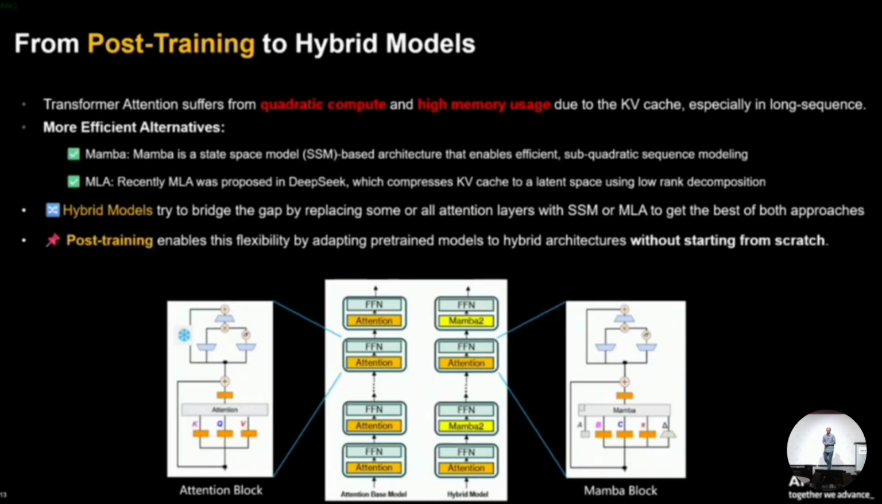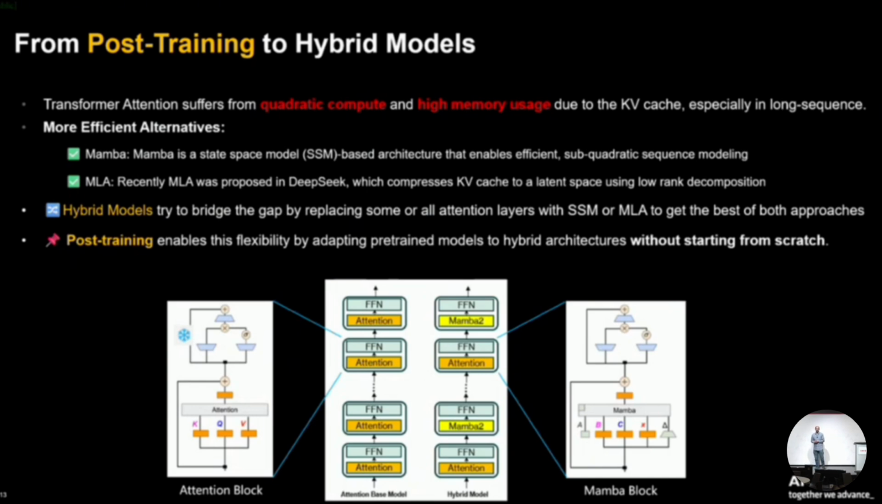Now I want to go from post-training to the concept of hybrid models, and we also see the connection between the two. You might be familiar with transformer models, which are the dominant model architecture in AI now. Transformers suffer from quadratic complexity, especially imposed by self-attention. And they also require a lot of memory for the KV caching mechanism, especially for longer sequences.